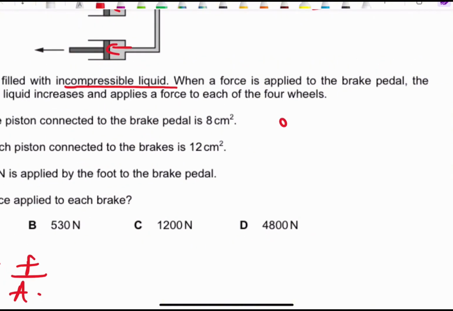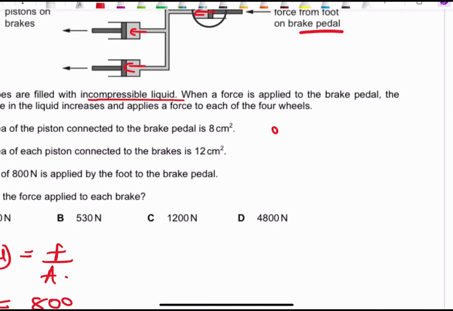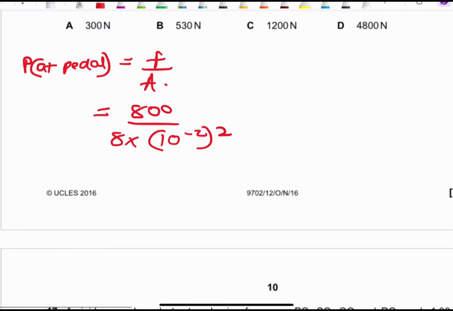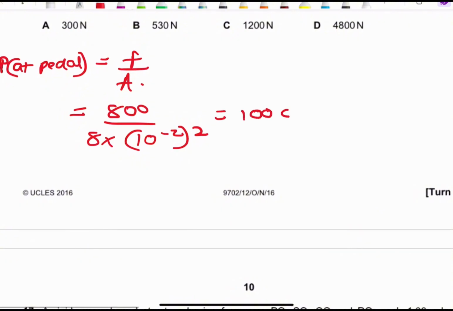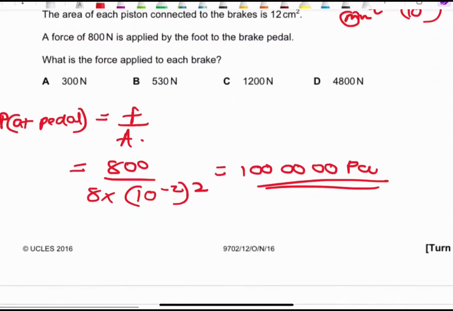That's what centi means. As you can see over there, I've put on the screen all the prefixes that you need for AS. Centi means 10 to the power of negative 2. But this squared also affects this centi, meaning that it would be all of that squared. It could have been millimeter squared. This milli means 10 to the power of negative 3, all of that squared. So that's how you convert it in a very easy way. So this is 800 over 8 times 10 to the power of negative 2, squared, and that is going to give me this as my pressure at the pedal.